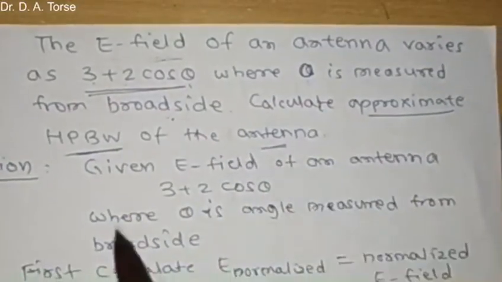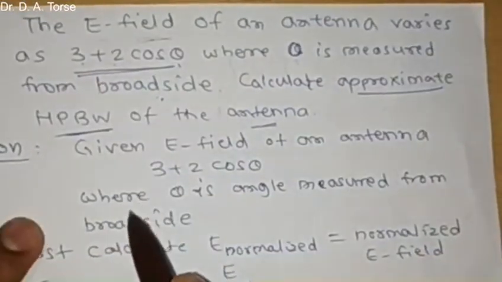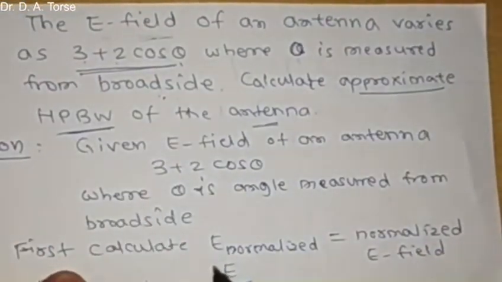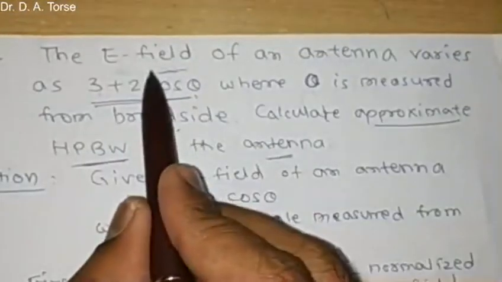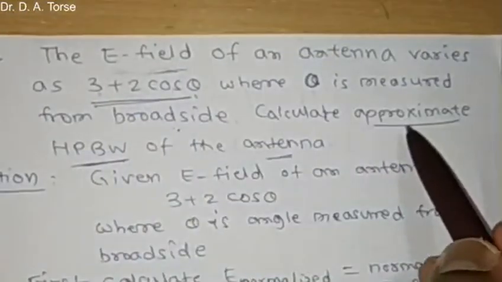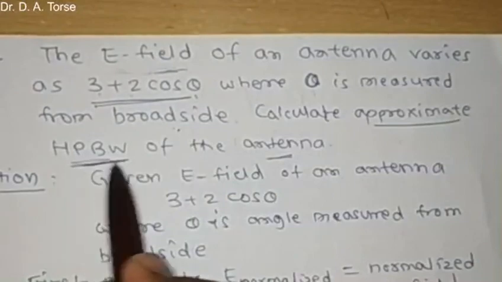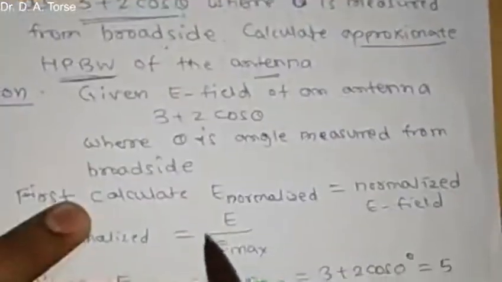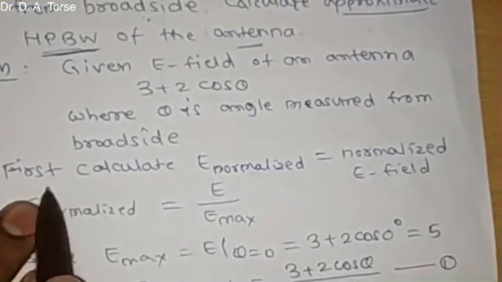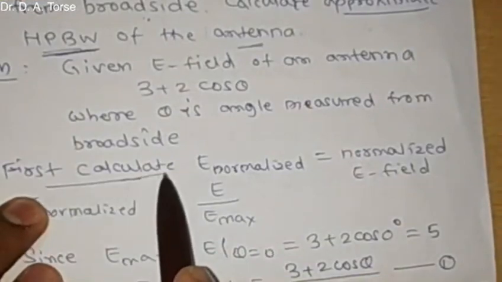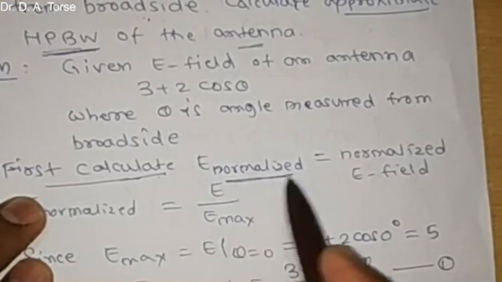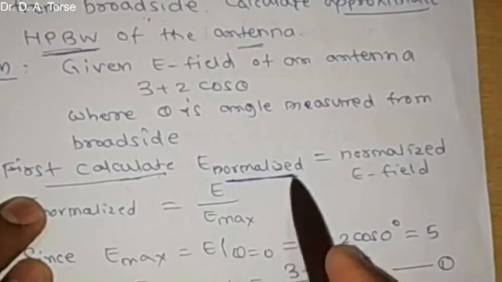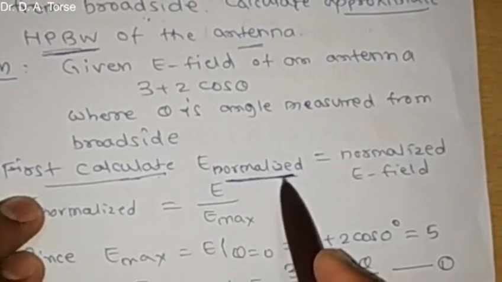approximate HPBW. Again, the solution of this problem is by obtaining first the maximum electric field, because once we find the maximum electric field, it becomes easy to find out the half power beam width. So the maximum electric field is useful in computing the normalized electric field.